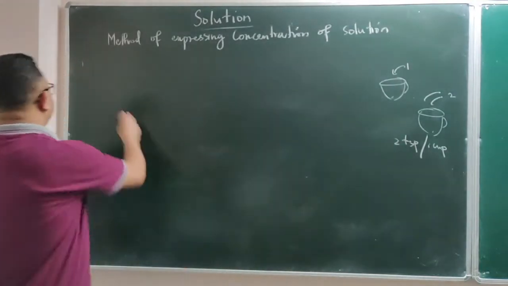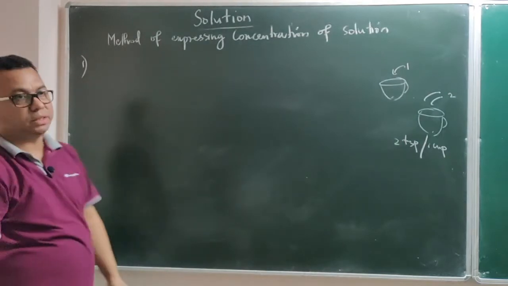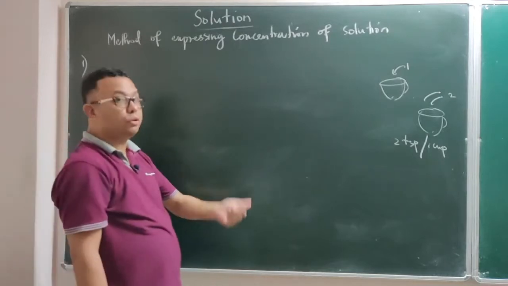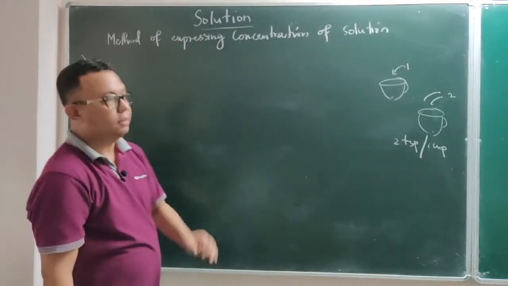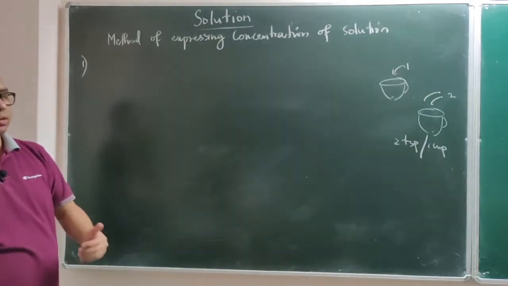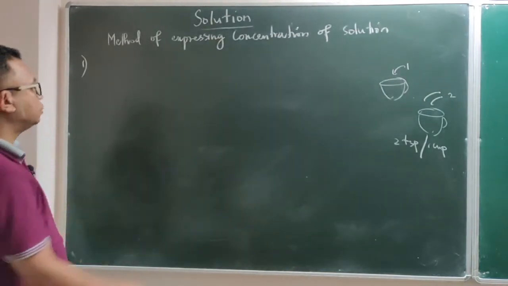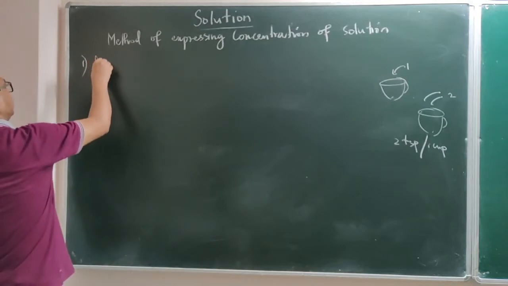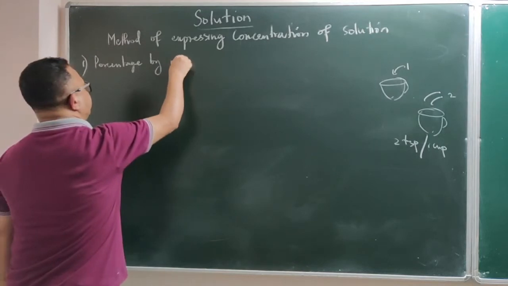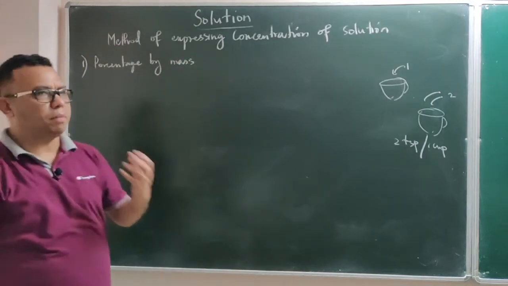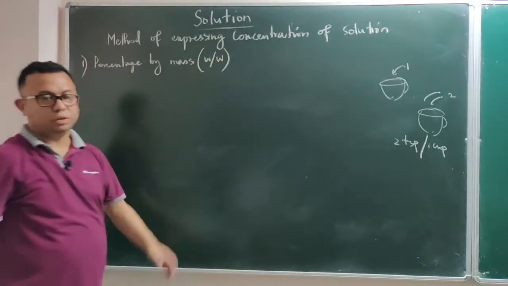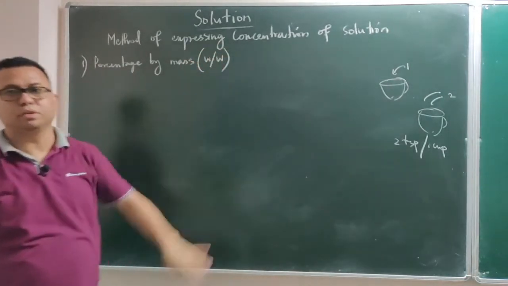Now the first and very common way in which a concentration can be expressed is in terms of percentage. But percentage itself is of 2 kinds. One is percentage weight or percentage mass, and the other one is percentage volume. So I'll categorize this under 2 headings. The first one is percentage by mass. Now what does this percentage by mass mean? We call this W by W, so weight of the solute and the weight of the solution.